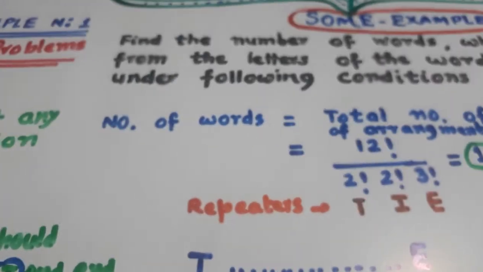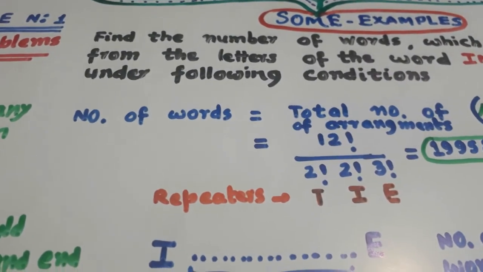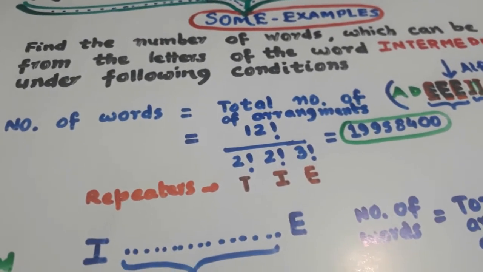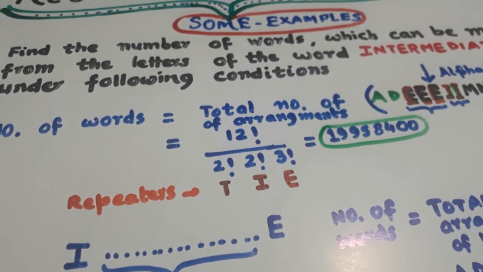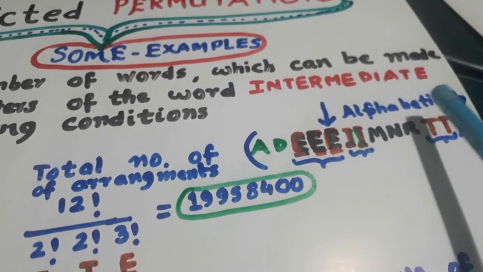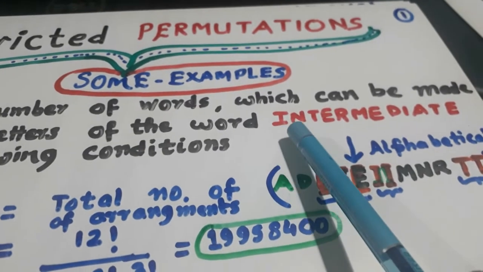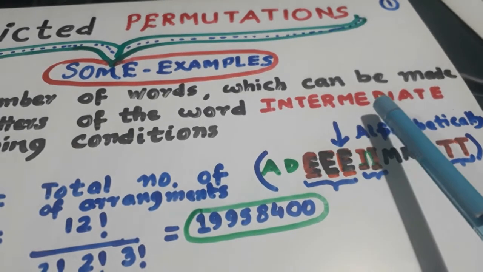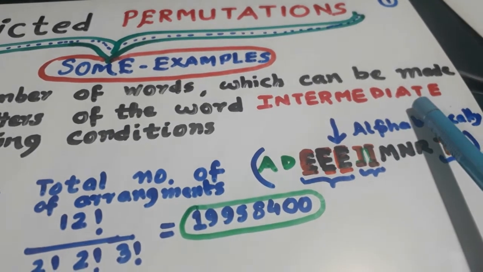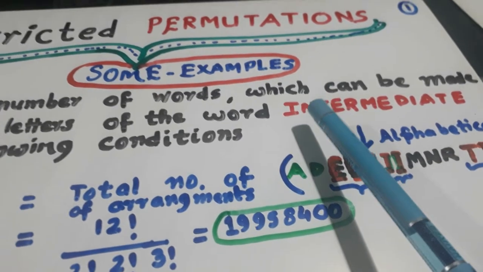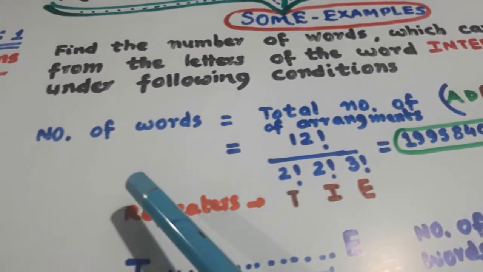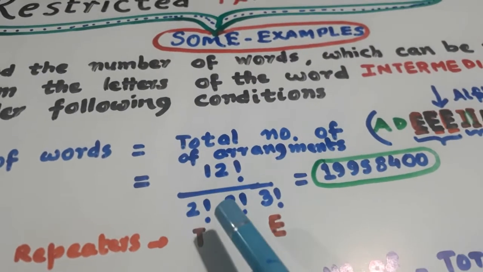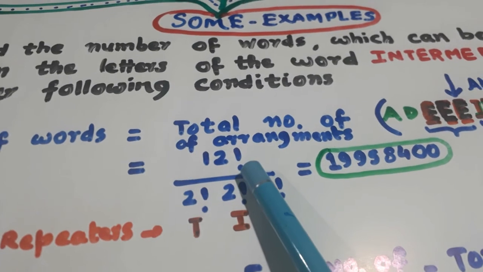Now, we have to make the number of words. In intermediate, the total number of letters are 12. Look here. I, N, T, E, R, M, E, D, I, A, T, E. These are 12. Now, it says there is no restriction. It means we have to arrange the 12 letters, which can be done in 12 factorial ways.